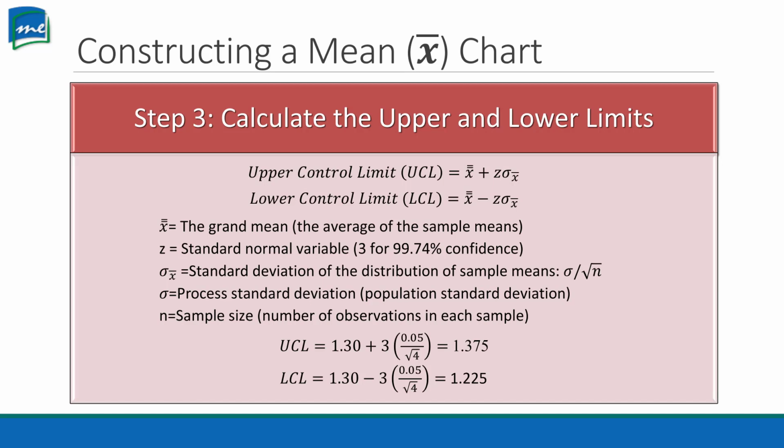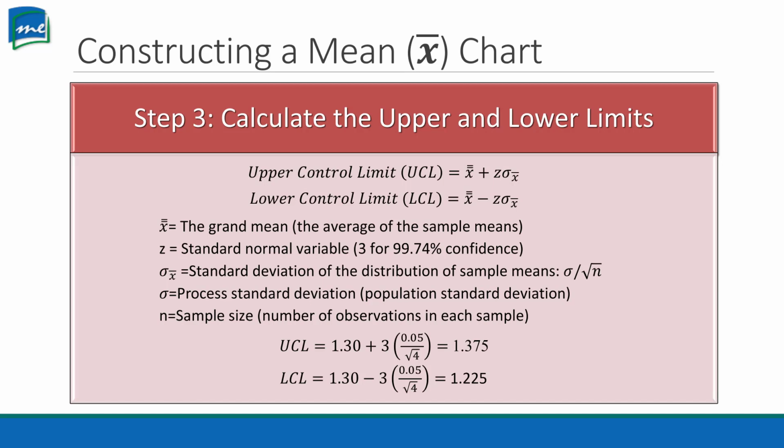So our upper and lower control limits equal our grand mean plus or minus our standard normal variable, which is the z, times sigma x bar, which is the standard deviation of the distribution of sample means. That's going to come up with our upper and lower control limits. So based on the chart that we had in our first one, our upper and lower control limits are 1.375 for our upper and 1.225 for our lower.